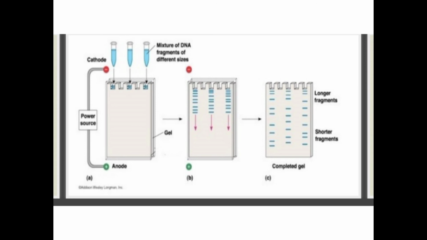The gel is placed under X-ray film, which then yields a dark series of bands. These show the locations of the radiolabeled DNA molecules. We then read the fragments by size and deduce the sequence of the DNA molecule.